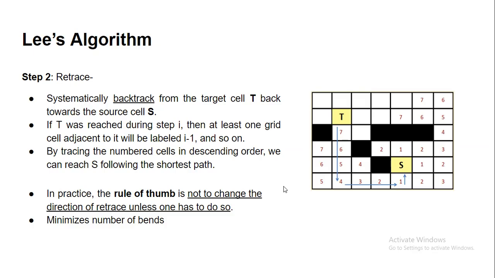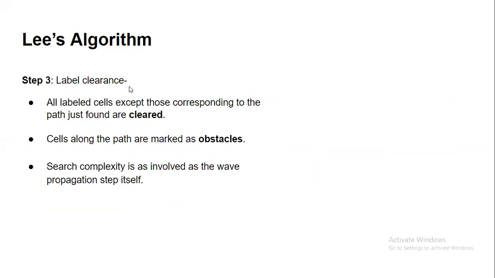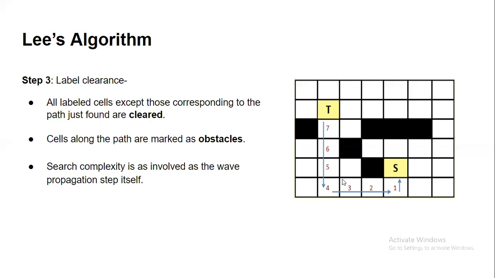Then what is step 3? We have found the path already. All the level things should be cleared, right? So step 3 is the level clearance. Only the path that is leveled will be kept leveled, and all other blocks are cleared, as you can see.